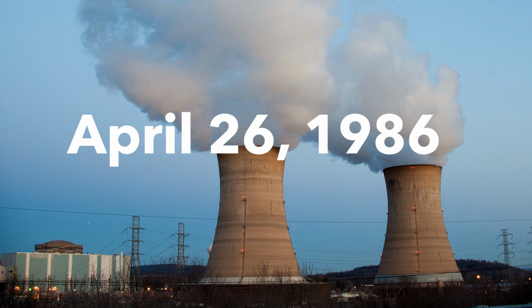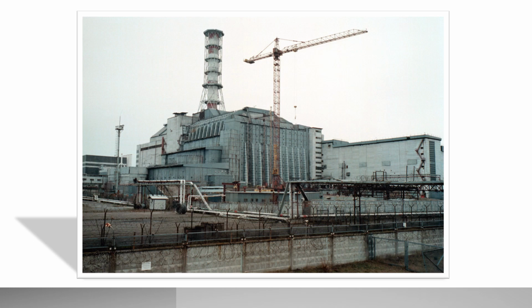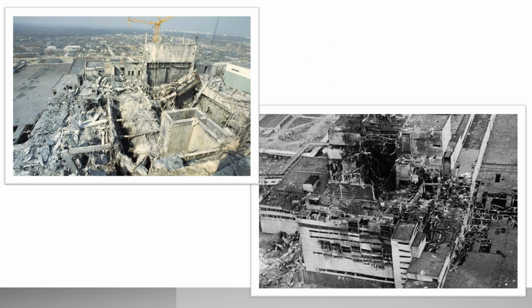The disaster resulted from a safety test that went wrong, a lack of safety procedures, and because of the reactor's unique design. This is what the fourth Chernobyl nuclear reactor looked like, and here's what it looks like after the disaster.